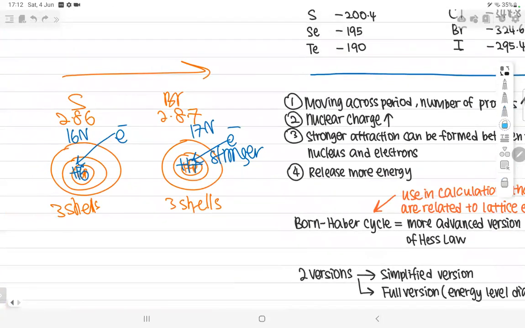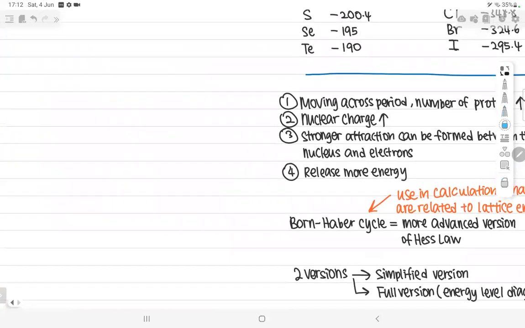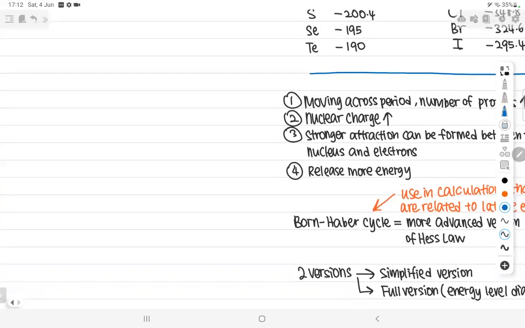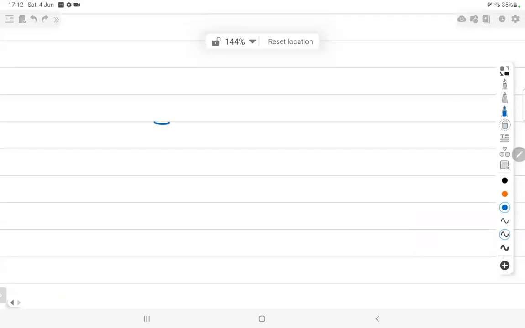So if you really understand ionization energy, these two are not very hard actually. So let's make a final summary before we jump into calculation. This is the final summary. Let's do a final summary here.